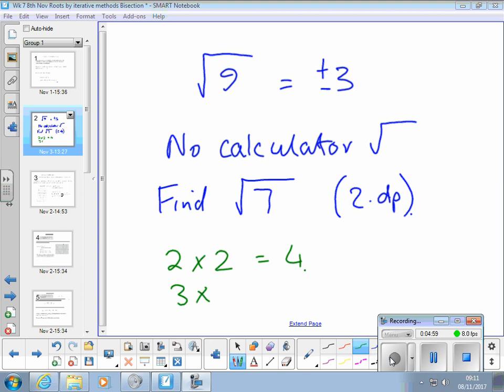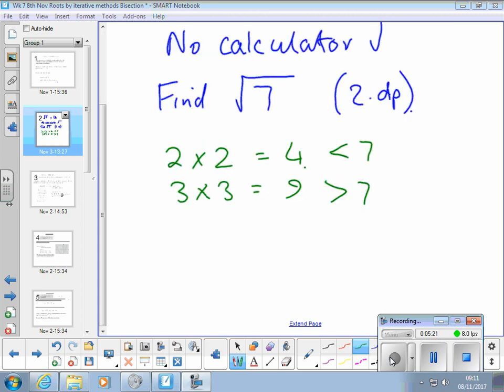I always said less than 7. And this is greater than. So six.